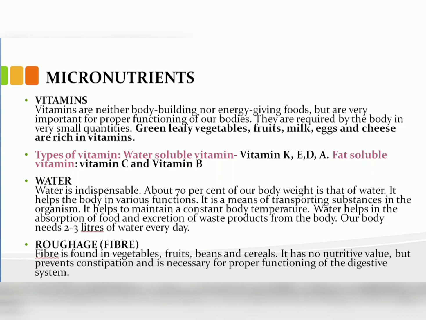And coming to another micronutrient, that is roughages. Roughages are commonly called fibers. Fiber is also found in vegetables, fruits, beans and cereals. It has no nutritive value, but still it helps in preventing constipation and is necessary for providing proper functioning of the digestive system. That's why roughages are also very important. That's why these come under the micronutrients.